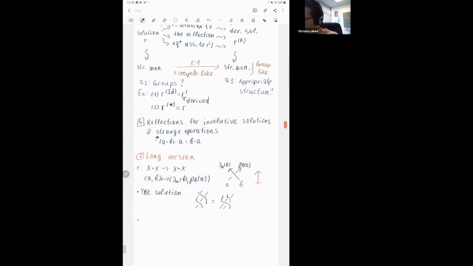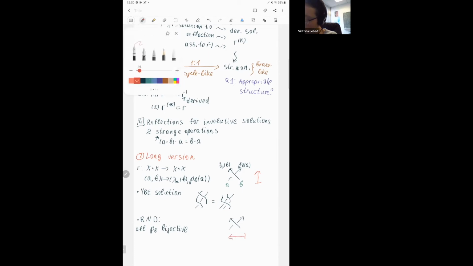And my solution will be right non-degenerate, which means that all the maps rho B are bijective. And it is very easy to interpret in the language of diagrams. It means that you can propagate colors to the right. So whenever you have some colors A and B here, rho B inverse will give you the element here, and then applying your R map, you will get an element here.